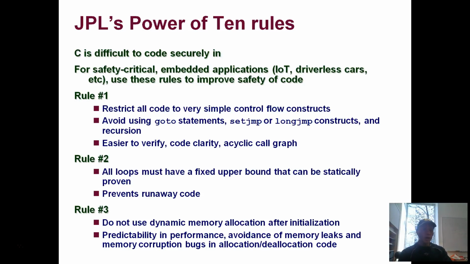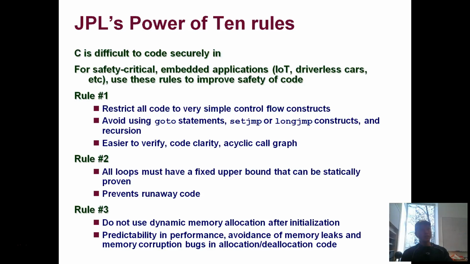Rule number 2, all loops should have a fixed upper bound that can be statically proven. And this is to prevent runaway loops, sort of infinite loops or loops that have an unbounded runtime. Because again, predictability is something that you would like to have in your code.